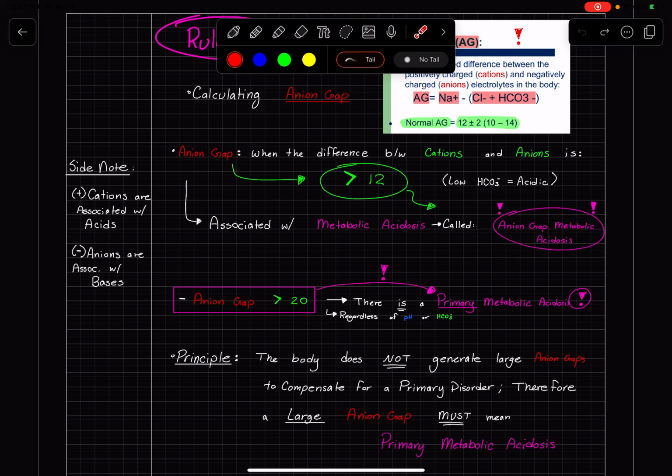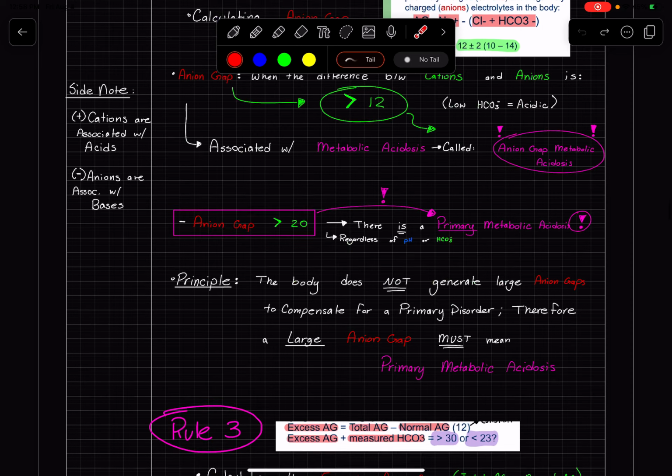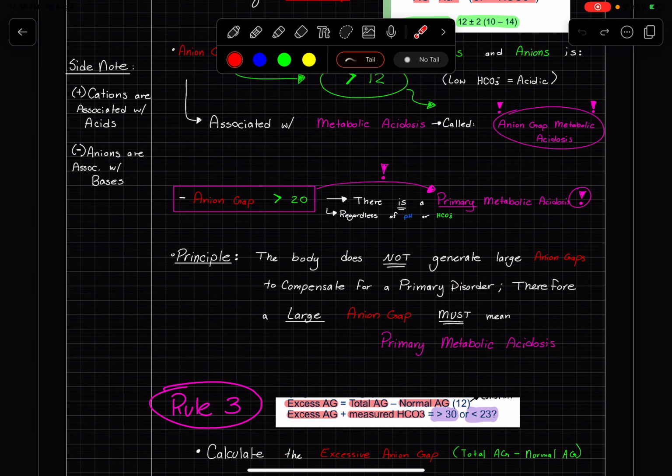So what we call that process is an anion gap metabolic acidosis. Now, if you have a metabolic acidosis and your anion gap is less than 12 or at 12, more likely at 12, that's not an anion gap metabolic acidosis. That's just metabolic acidosis. They can be mutually exclusive.